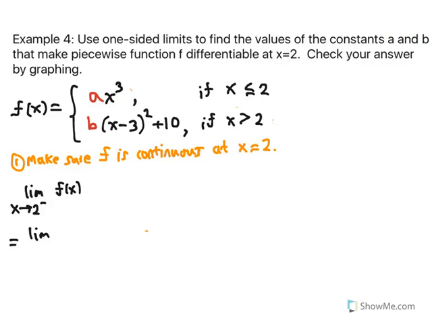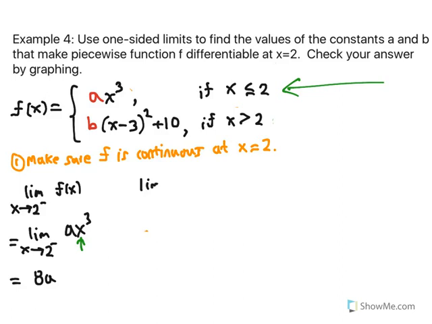So we're going to make sure that the function is continuous at x is equal to 2. We would consider the limit of the function as x is approaching 2 from the left and make sure that that is equal to the limit of the function as x is approaching 2 from the right. So the limit of the function as x is approaching 2 from the left. If x is approaching 2 from the left, x is less than 2, so we would use the rule for f of x, that is ax cubed. And then you can evaluate this one-sided limit by direct substitution, where you will substitute 2 in place of x. So 2 cubed is 8, and you get a times 8, or 8a.